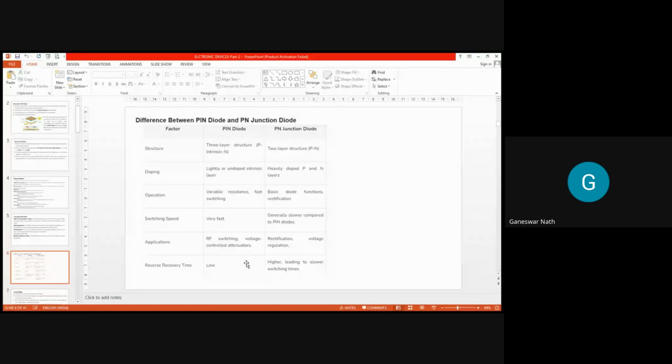Okay. Then applications: you can find RF switching and also voltage control attenuators. This is completely done by the PIN diode, but here you can find only rectification and voltage regulation, or acting as a stabilizer. Okay. Similarly, recovery time is very low here, but here you can find it higher, leading to slower switching times. So these are some comparisons between the PN junction diode and the PIN diode.